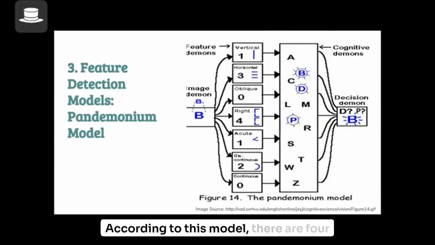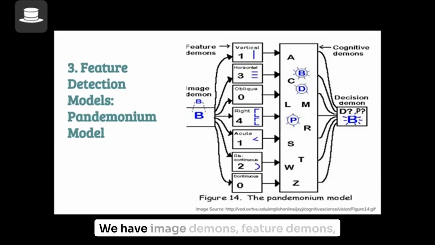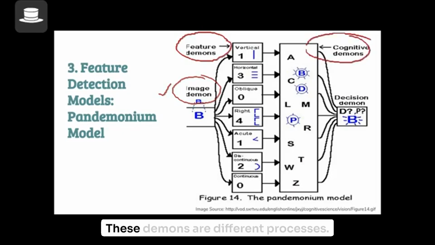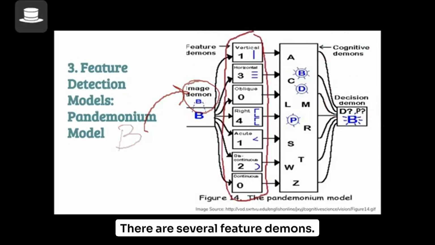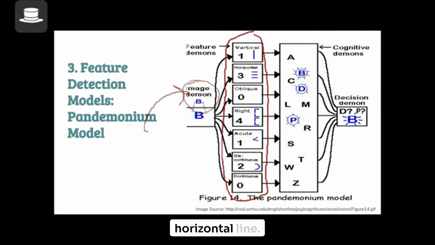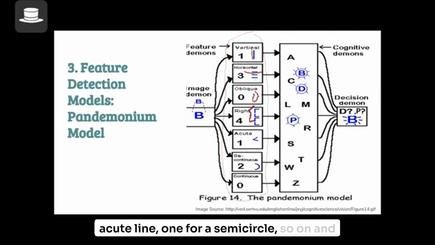According to this model, there are 4 different kinds of demons. A demon is a mental process. We have image demons, feature demons, cognitive demons, and decision demons. These demons are different processes. Let's say you're looking at the letter B. The image demon will capture the image of it. There are several feature demons. There's a feature for a vertical line, a horizontal line, a zero, a parenthesis, an acute line, a semicircle, and so on and so forth.